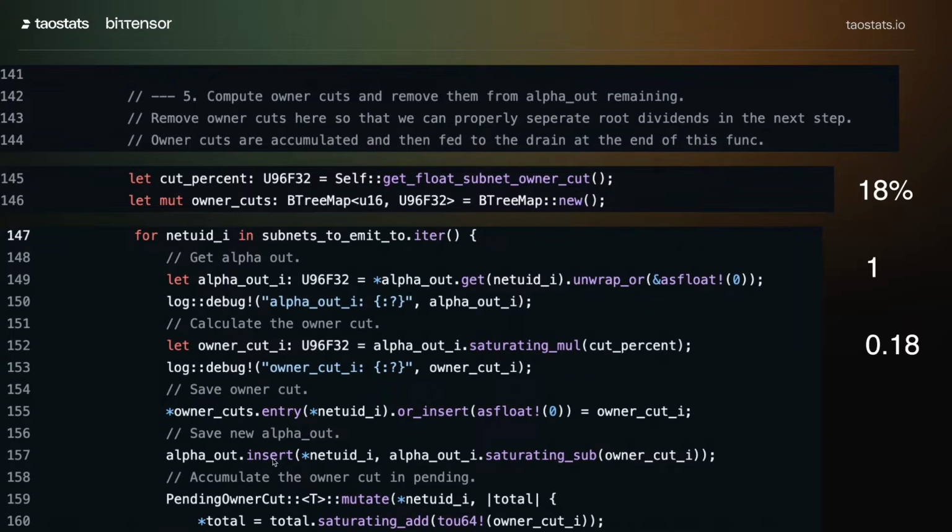So alpha out is now alpha out I minus the owner cut. So this is now 0.82. So that's everybody else. And then we accumulate that pending owner cut, because remember, we're doing this every block, but we have to accumulate that into a pending variable that then, when we run the epoch, we can distribute.